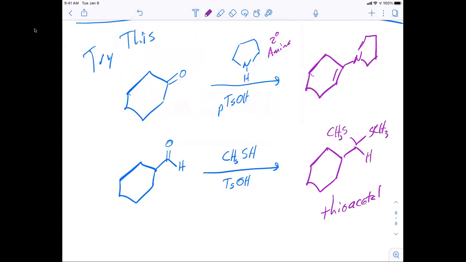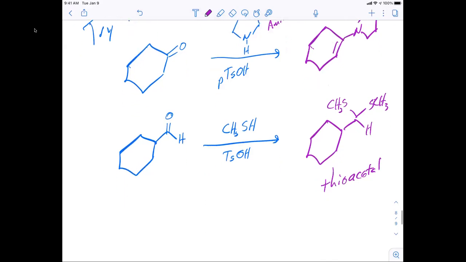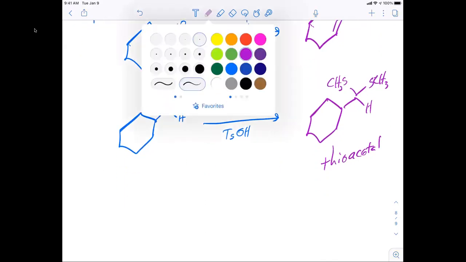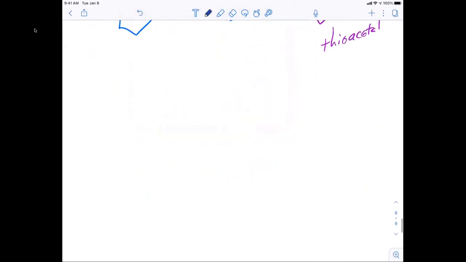Okay, questions about either of these? There are a lot of reactions coming fast. So, okay, let's try two more.